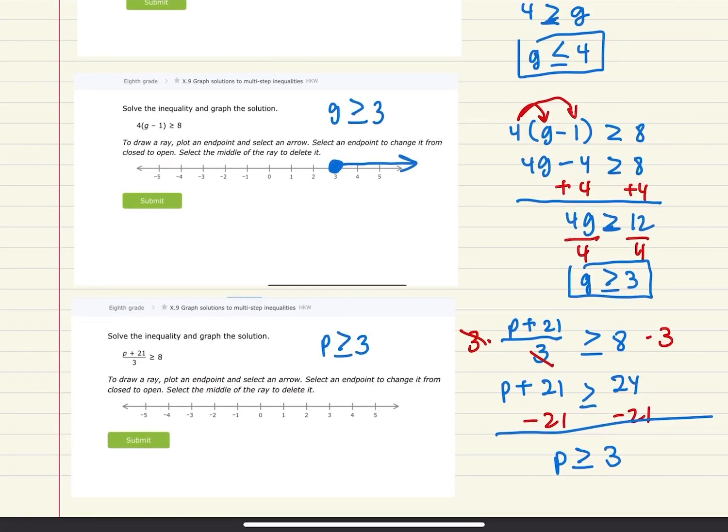That looks exactly the same as the inequality above. Again, we have greater than or equal to, which means 3 is included, so we're going to use a full, filled-in circle. And we're looking for numbers that are greater than 3, which are to the right.